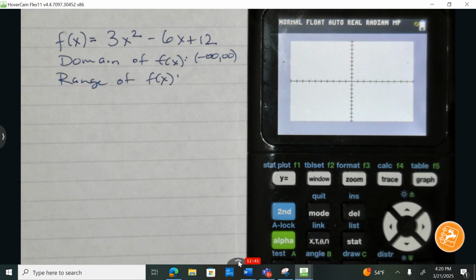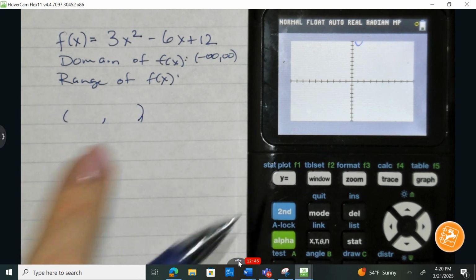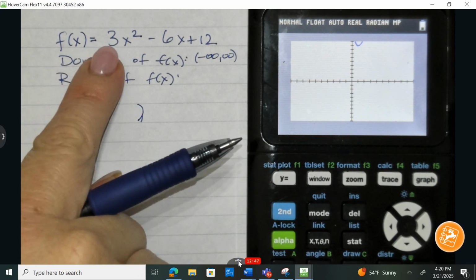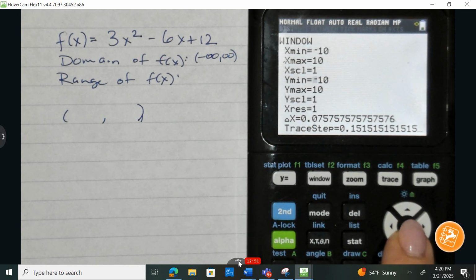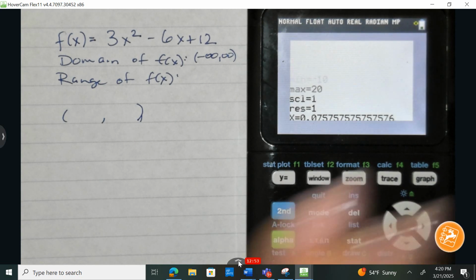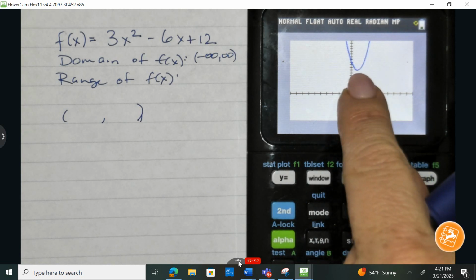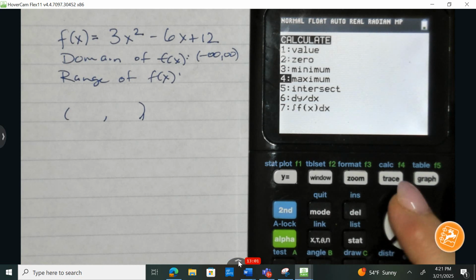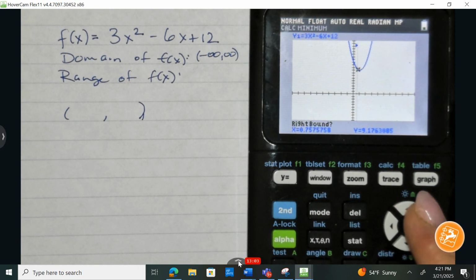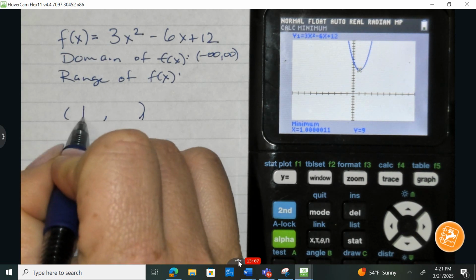I'm going to graph it, and I want to know what is that point, the ordered pair for the vertex. I know this is a parabola that opens upwards way up here. Looks like I do maybe want to raise it up a little bit higher so I can see it first. But I want to know the ordered pair right there for that vertex. Second trace, go down to minimum, the lowest point, and I'm going to go enter, enter, and enter. So we have (1, 9).